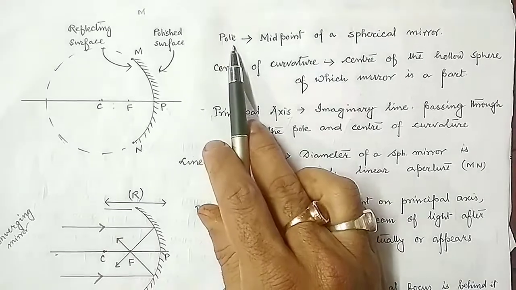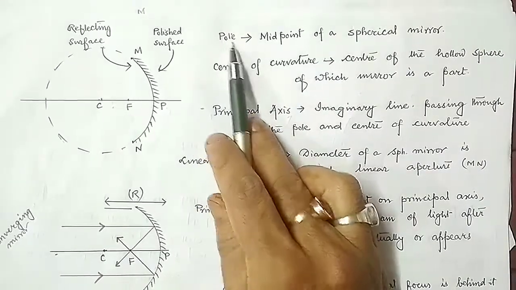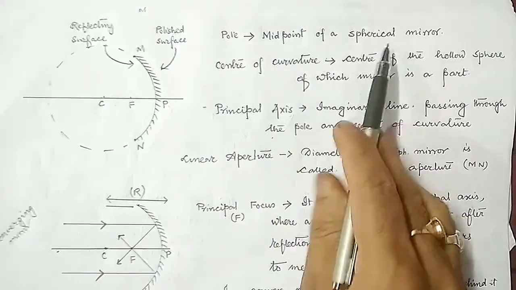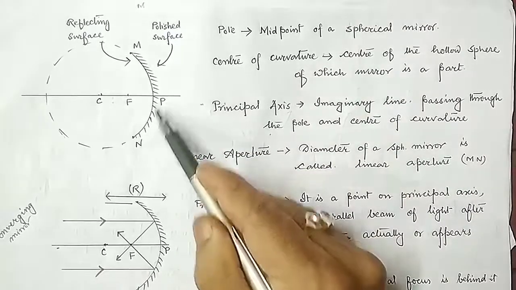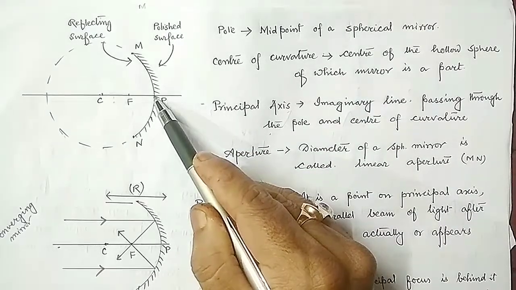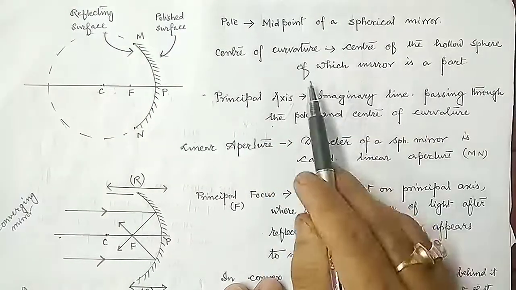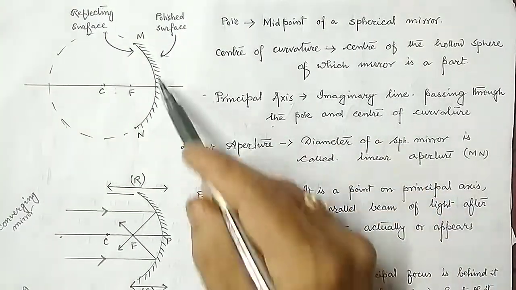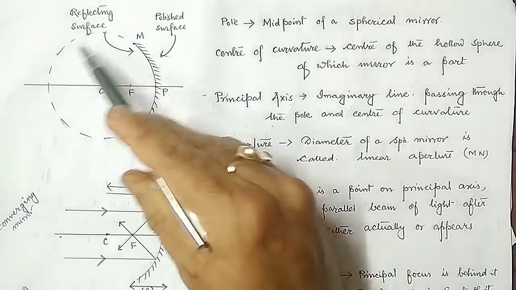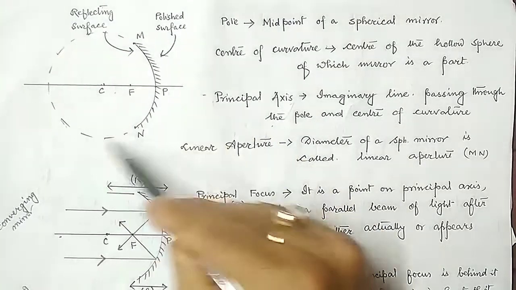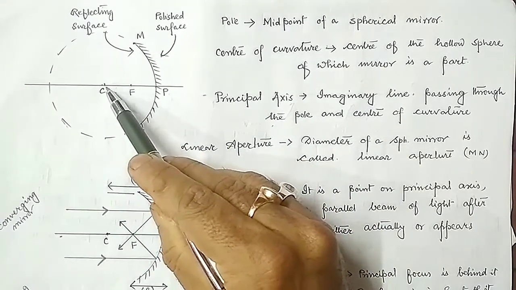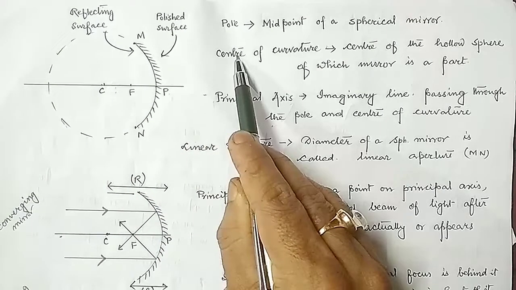Now let me discuss some general terms associated with spherical mirrors. First, pole. What do you mean by pole of a spherical mirror? It is the midpoint of a spherical mirror. Suppose this is the mirror, then this point is called the pole of the mirror. Second term is center of curvature. Center of the hollow sphere of which mirror is a part. So this is the mirror, and assume that this is the hollow sphere. Then there will be a center. This point C is called the center of curvature.